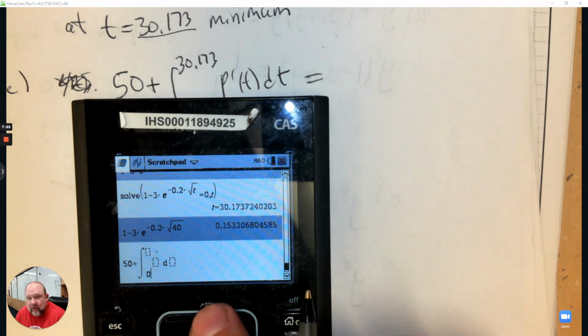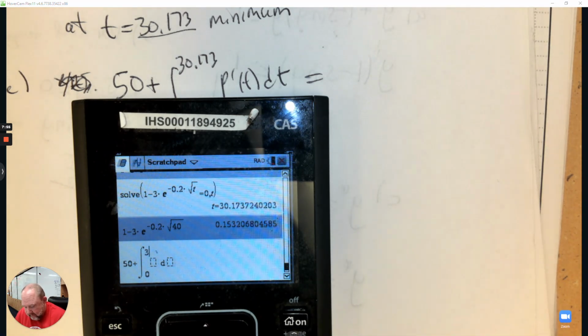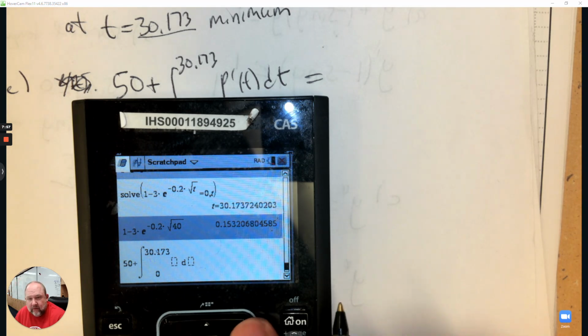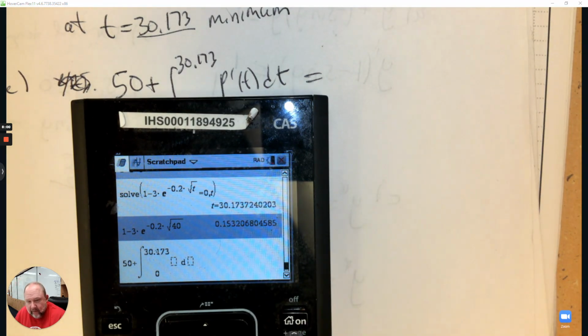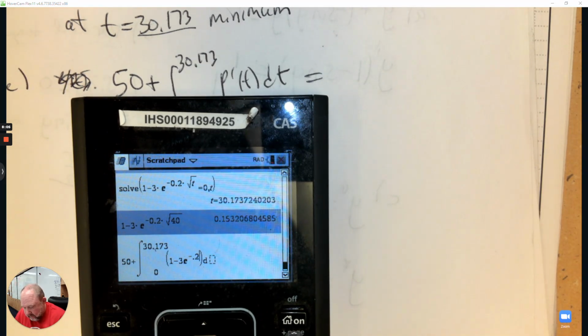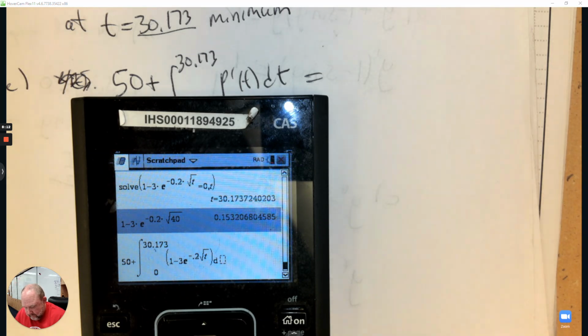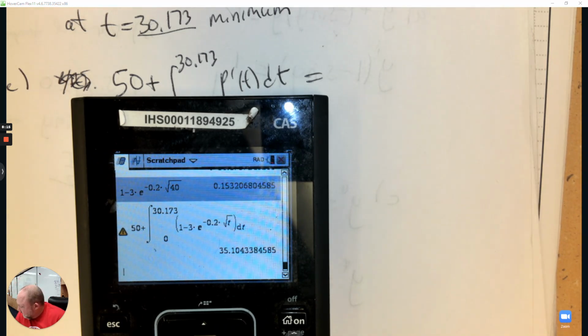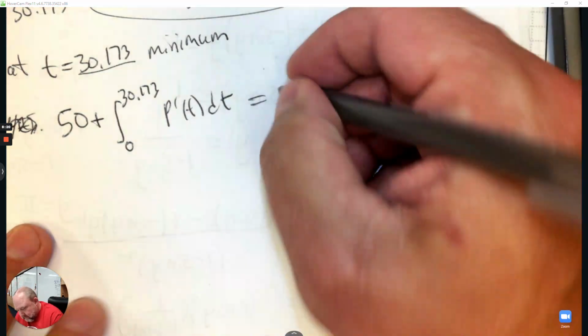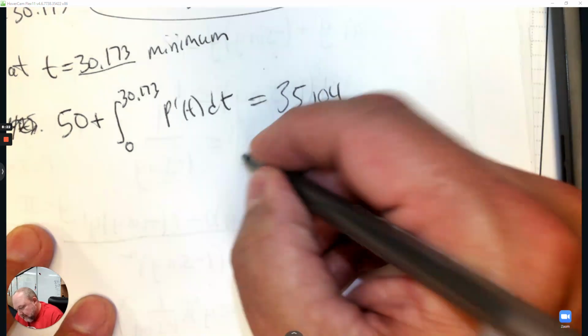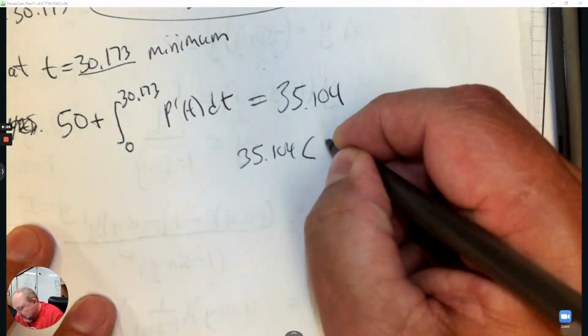And again, it goes from 0 to 30.173. And again, I type in 1 subtract 3e to the negative 0.2 square root of t dt. And I get 35.104. That is less than 40, right? So it is safe.